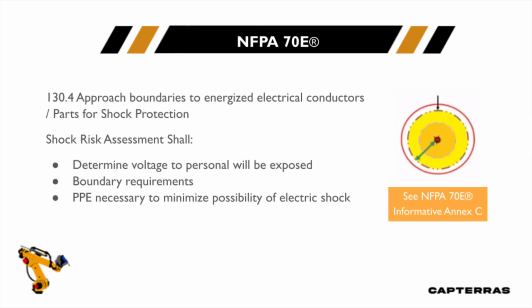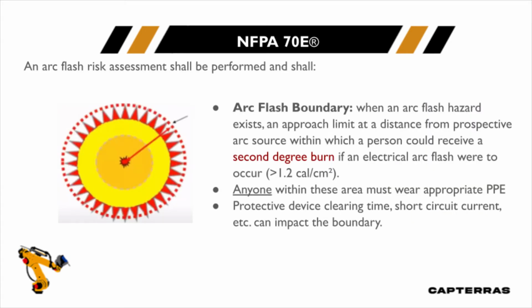Of course, we have the shock boundaries, and that shock risk assessment has to help us determine which voltages the personnel could be exposed to inside the gear, the boundary requirements, and the PPE necessary to minimize the possibility of shock. We have the arc flash risk assessment. Again, when an arc flash hazard exists, that's the distance away from the prospective arc source at which a person could receive a second-degree burn. Generally you see that when we exceed 1.2 cal, there are requirements. So we'll look at how far back from the potential arc source the energy level drops off to 1.2 cal, and at that point PPE is required.